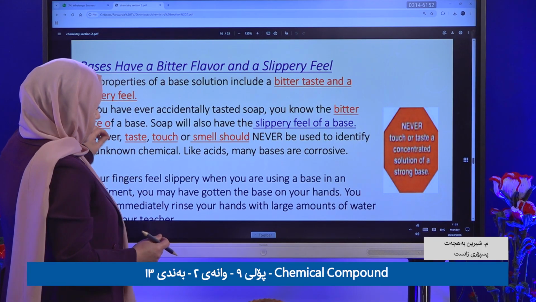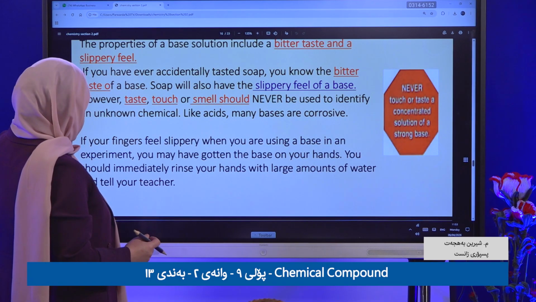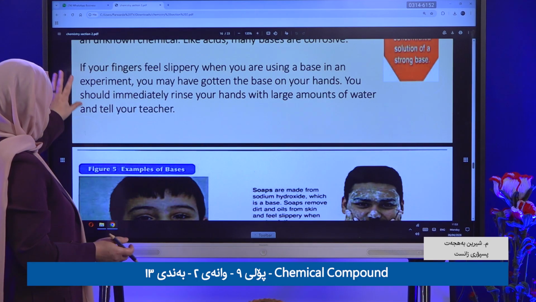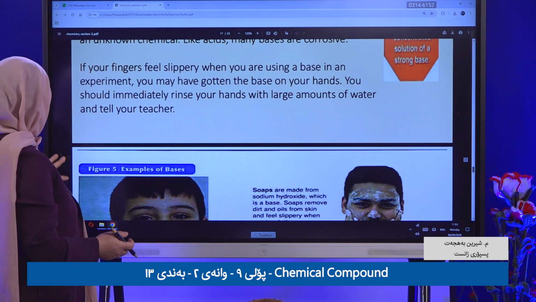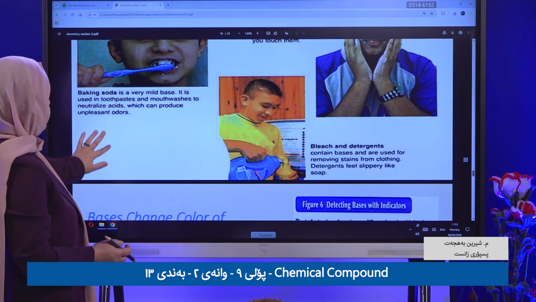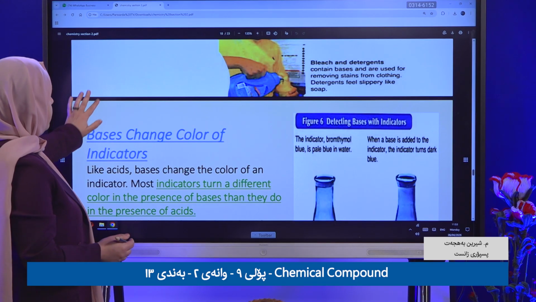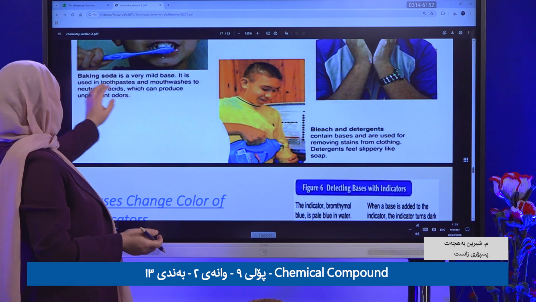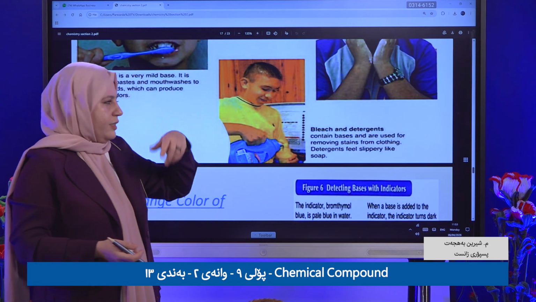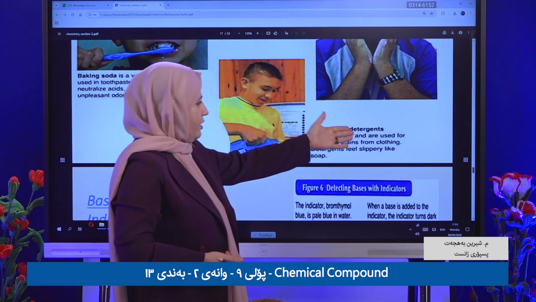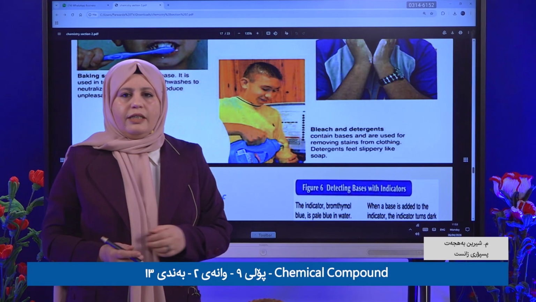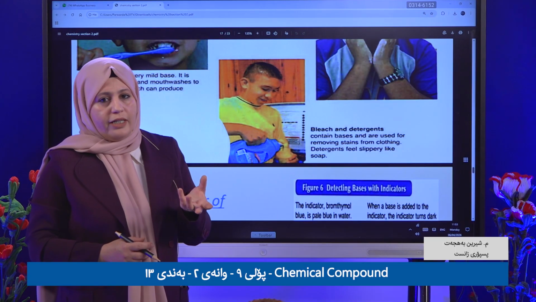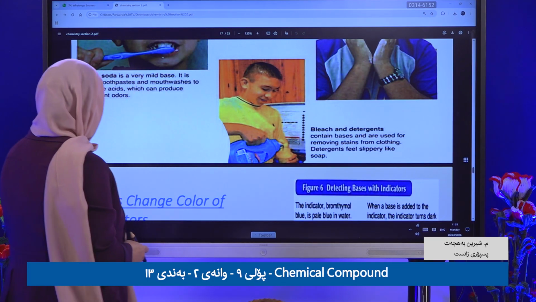Okay, if you touch it, you should wash it directly with water. Some examples of bases which we use every day: for example, soap and what? Baking soda, which is used for cleaning our teeth, and bleach and detergent are very common and used every day. So use them very carefully, okay? Why? Because they are poisonous.